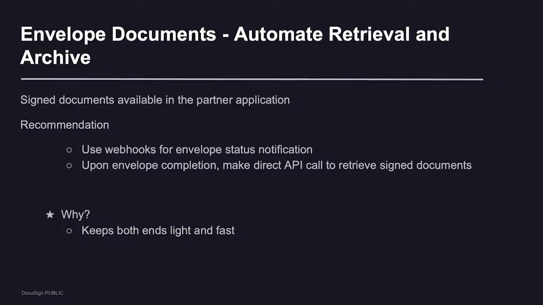And then the signed document. We want to automate retrieval and archiving. What we recommend here is, in terms of retrieval, you could automate that in the Connect message. You can pass the documents back as well into your application. That increases the payload, and if you have multiple documents, it could increase real-time updates. So what we suggest is use the webhooks for that envelope status and notification. And then at some point when you know the envelope's completed, make an API call to DocuSign to retrieve them. And why? It keeps both ends light and fast.